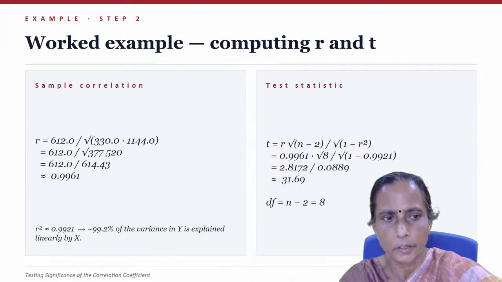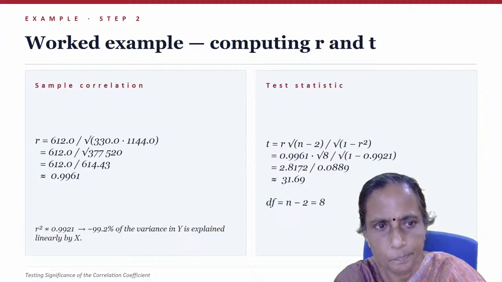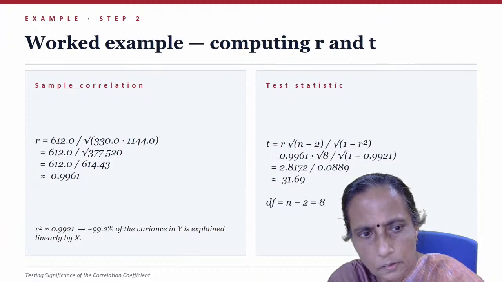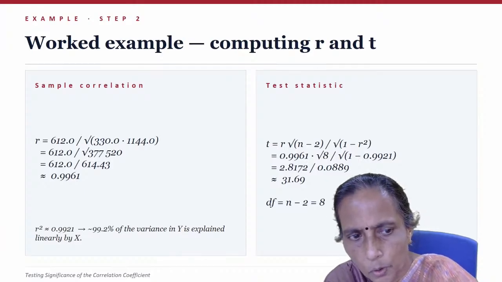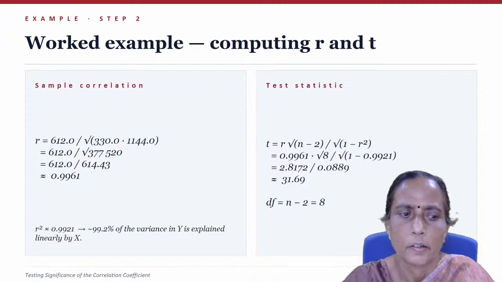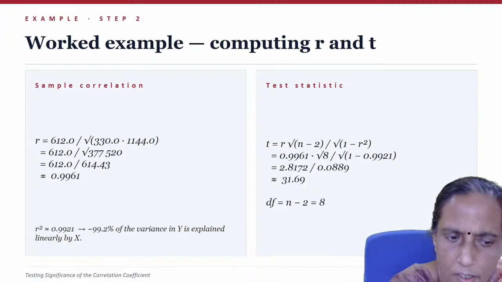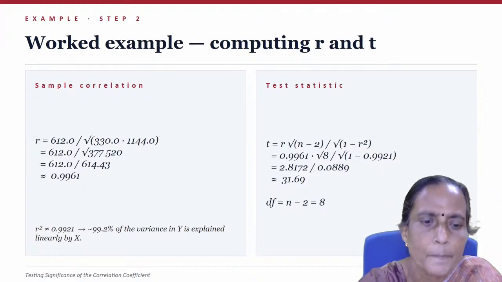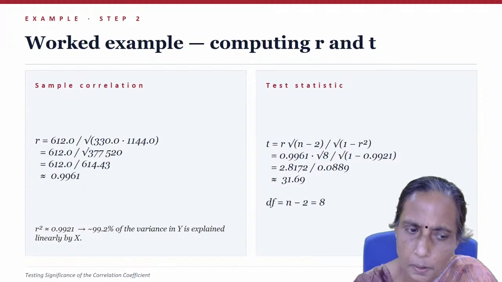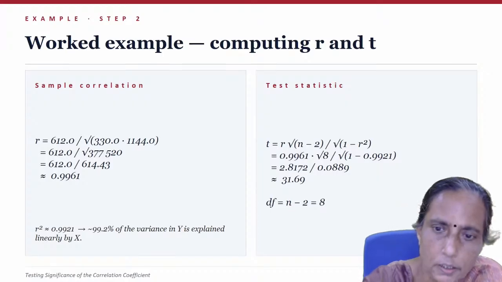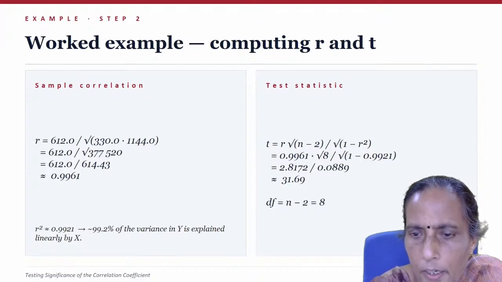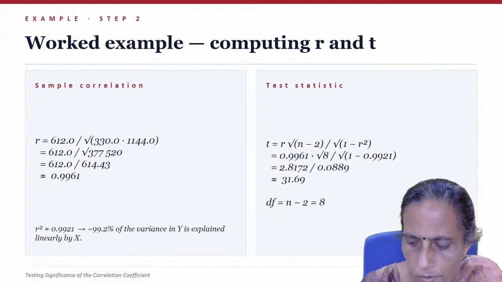So next is your sample correlation. r is equal to this much, taking together the values, 0.9961. So r square is equal to 0.9921, approximately 99.2% of the variance in Y is explained linearly by X. So your test statistic is equal to 31.69 with degrees of freedom 10 minus 2, that is 8.